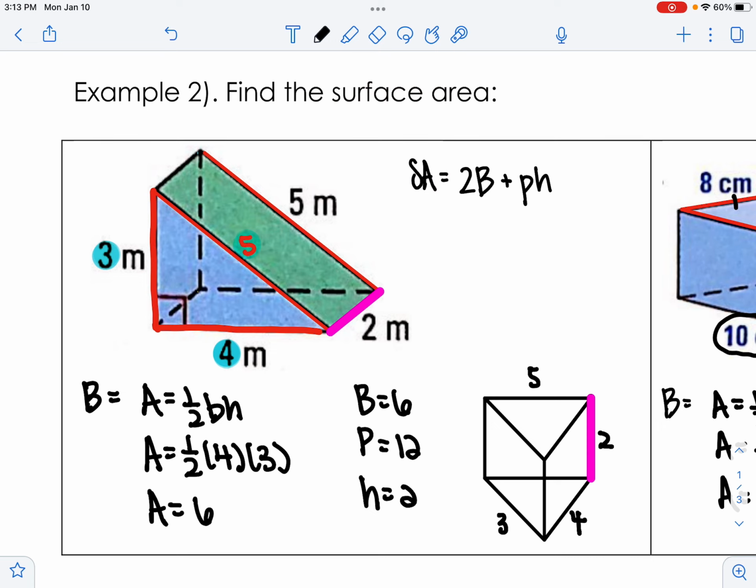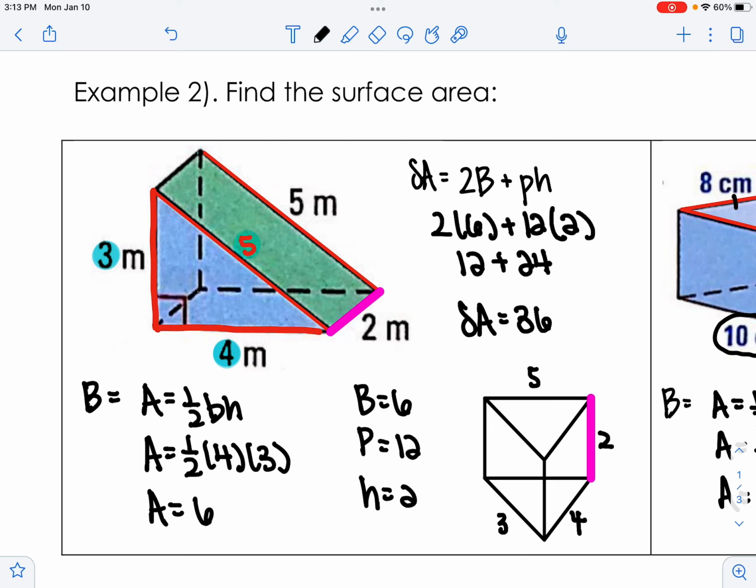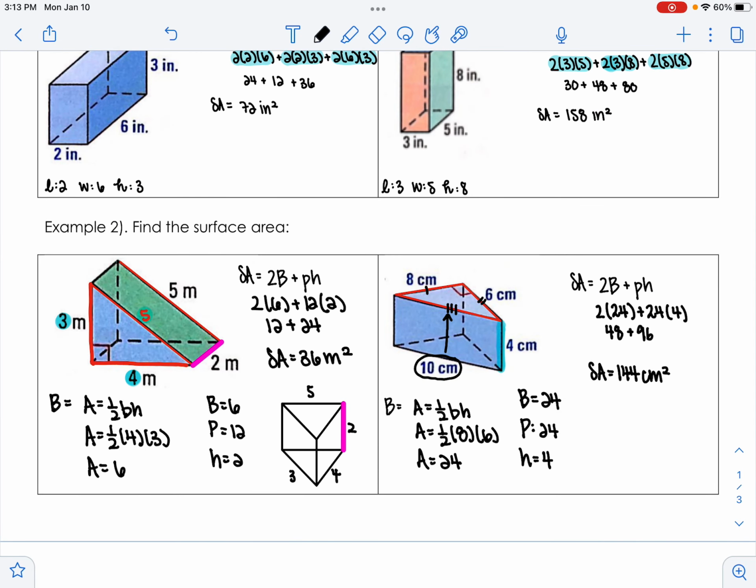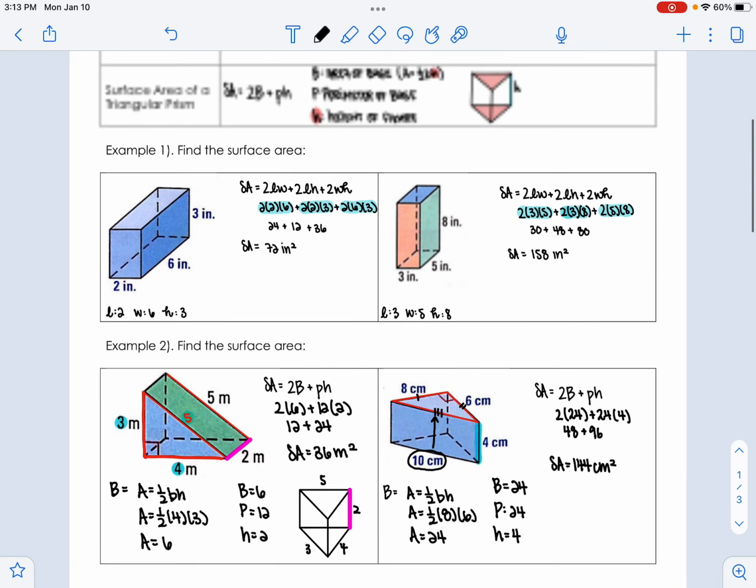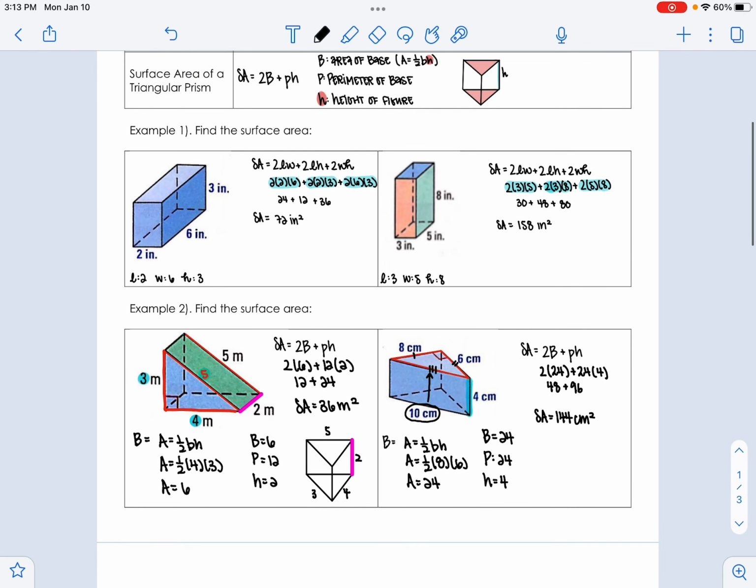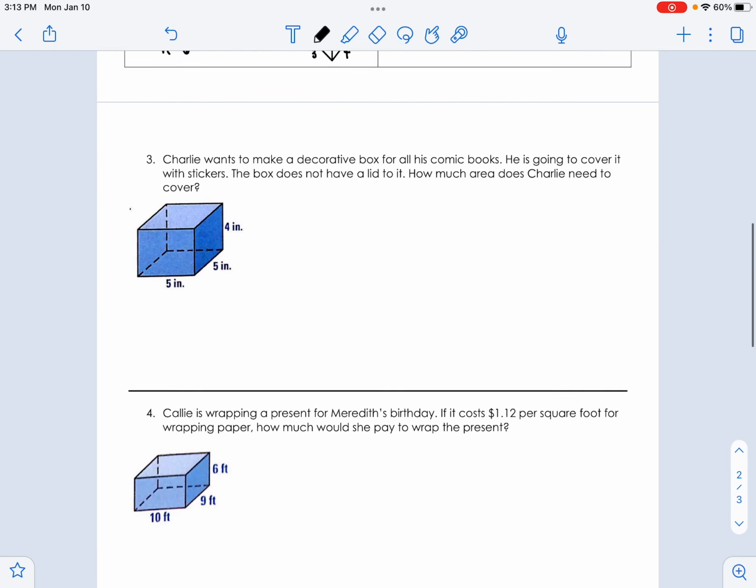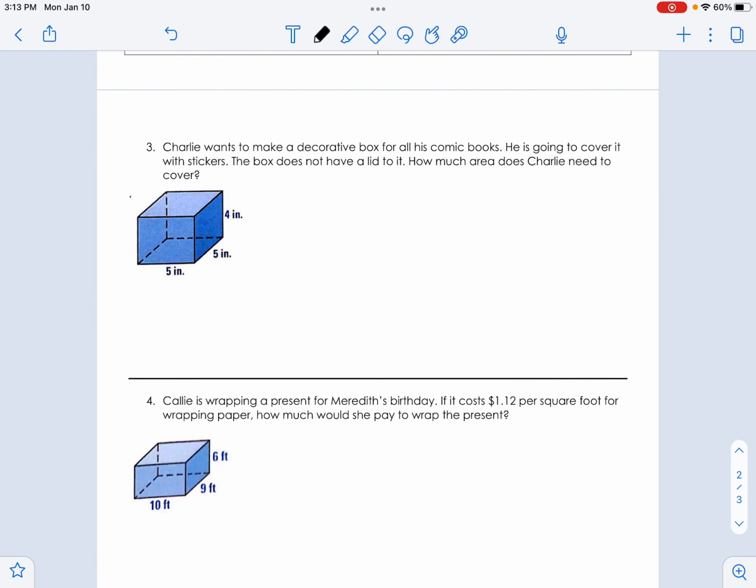Now plugging in, I'm going to do 2 times 6 plus my perimeter of the base, which is 12, times my height of 2. Multiplying together, I get 12 plus 24, which means my surface area is 36 meters squared. And there we go. That's going to be the surface area of a rectangular prism and then the surface area of a triangular prism. I'm going to pause there, and then I'm going to come back and go over example 3 and example 4.